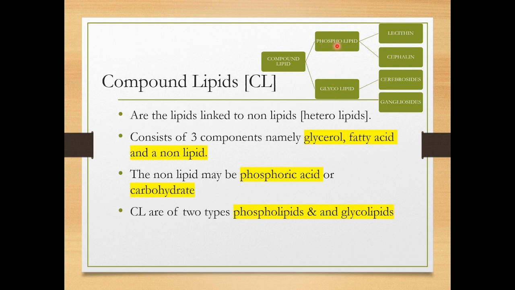In phospholipid, the third position of the fatty acid is replaced by phosphoric acid. Here, the third fatty acid is replaced by glucose or a carbohydrate, hence called glycolipids. And there are two examples. One is called lecithin and cephalin that comes under the phospholipids. Cerebrosides and gangliosides are the examples for glycolipids.